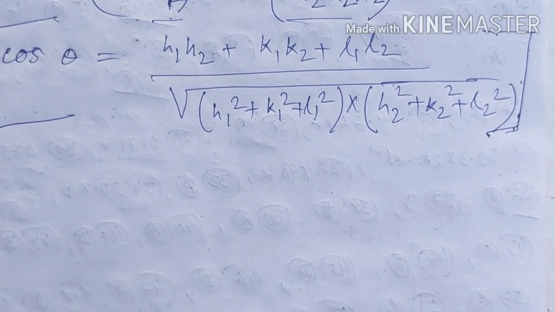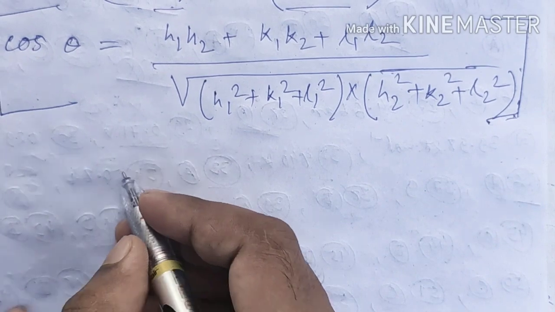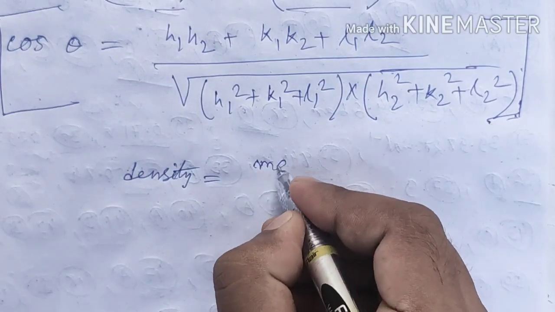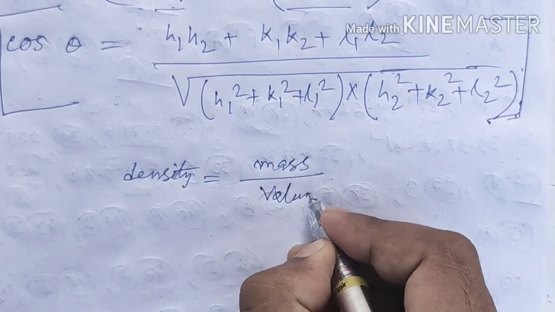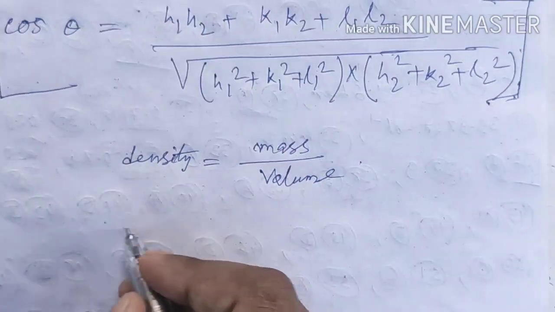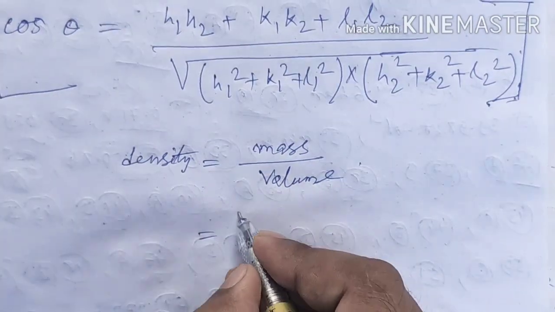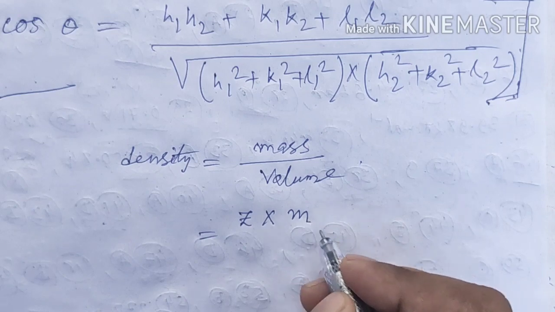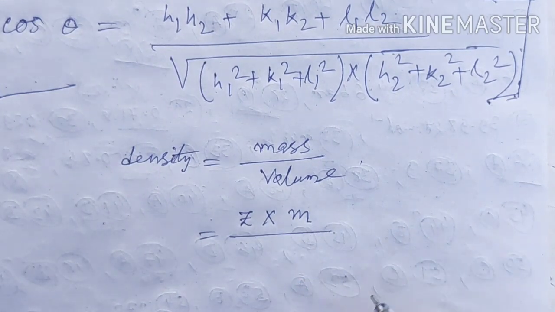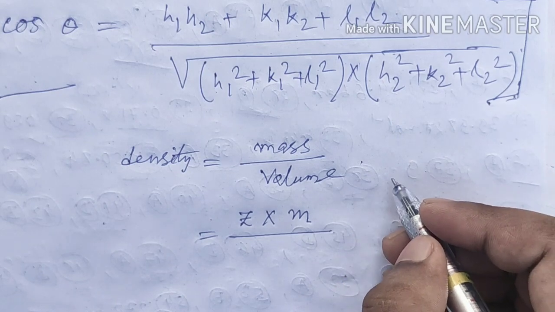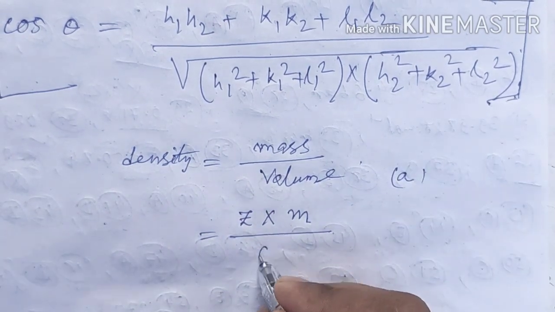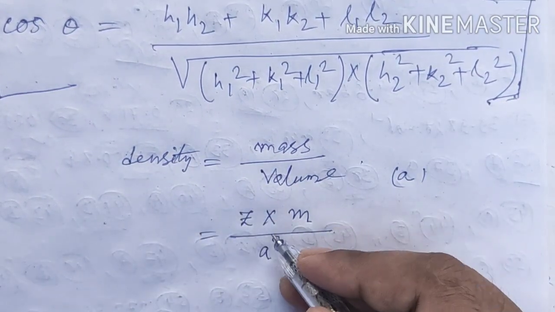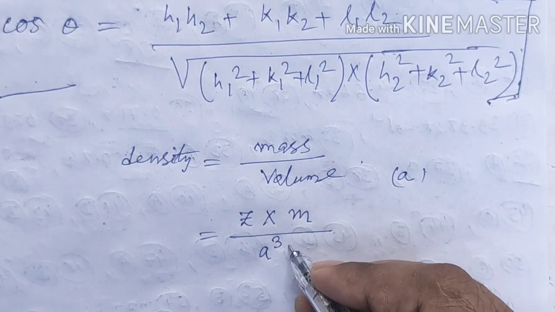Now, if you have to calculate the density of a crystal lattice, density will be equal to mass by volume. If a crystal contains z number of atoms and the mass of each atom is m, and the volume of the crystal, if it is a cubic crystal and the side of the cube is a, then the volume will be a cube. Thus the formula for density for the crystal is like this: z into m divided by a cube.